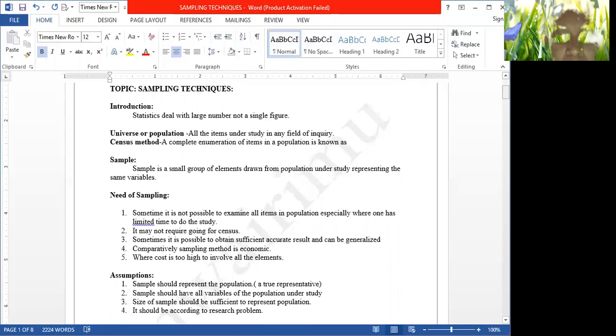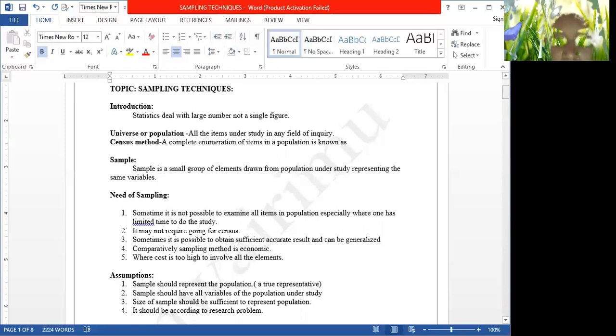And mainly, you would want to have a true representative of the population so that the inferences or the conclusions you're likely to make based on the small group of the population, now concluding about that whole population, would actually have no deviations or will not be too far away from if you had involved all the elements in that particular population. A small group of elements representing a population is known as a sample.